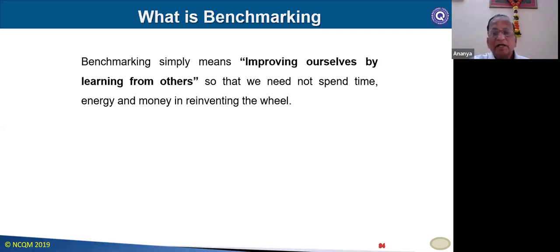So that is improving ourselves, learning from others. That's very important, so that we need not spend time, energy and money reinventing the wheel. We already know who the best are and can take care of that. Just like in courier we have DHL, or in photocopying we have Xerox, similarly we can talk about it here.